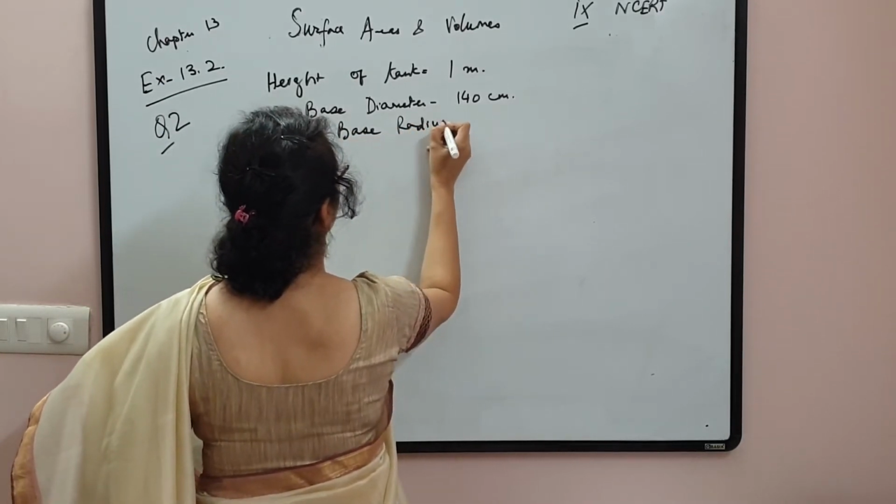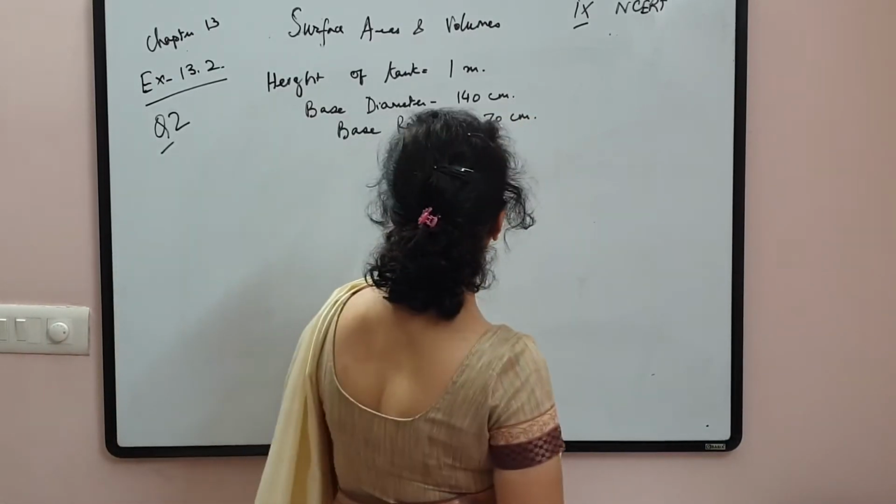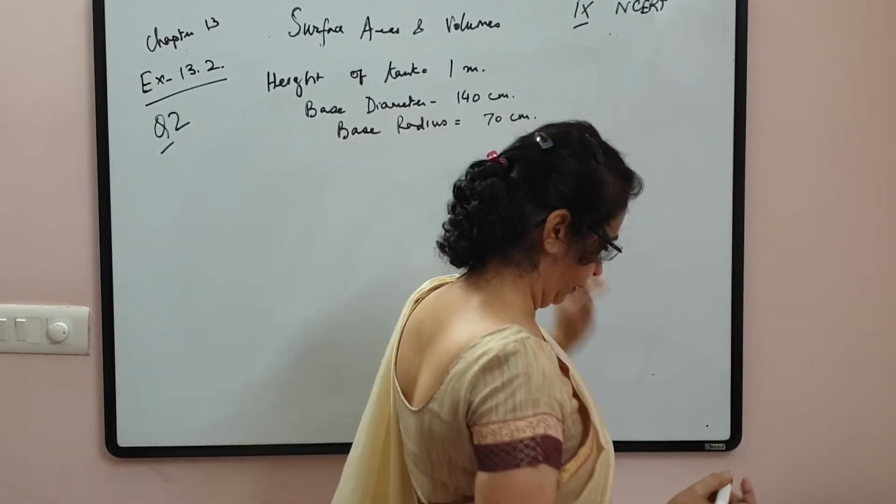We need the radius, right, child? 70 centimeters, right? Because radius is diameter by 2, so radius is 70 centimeters.